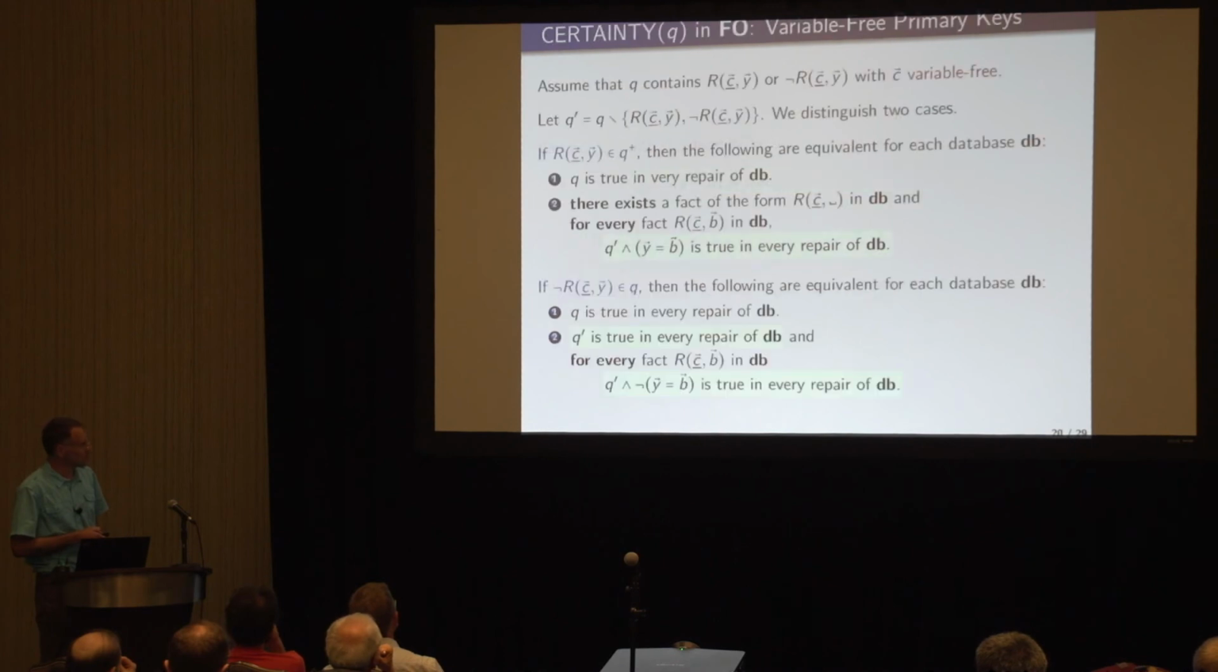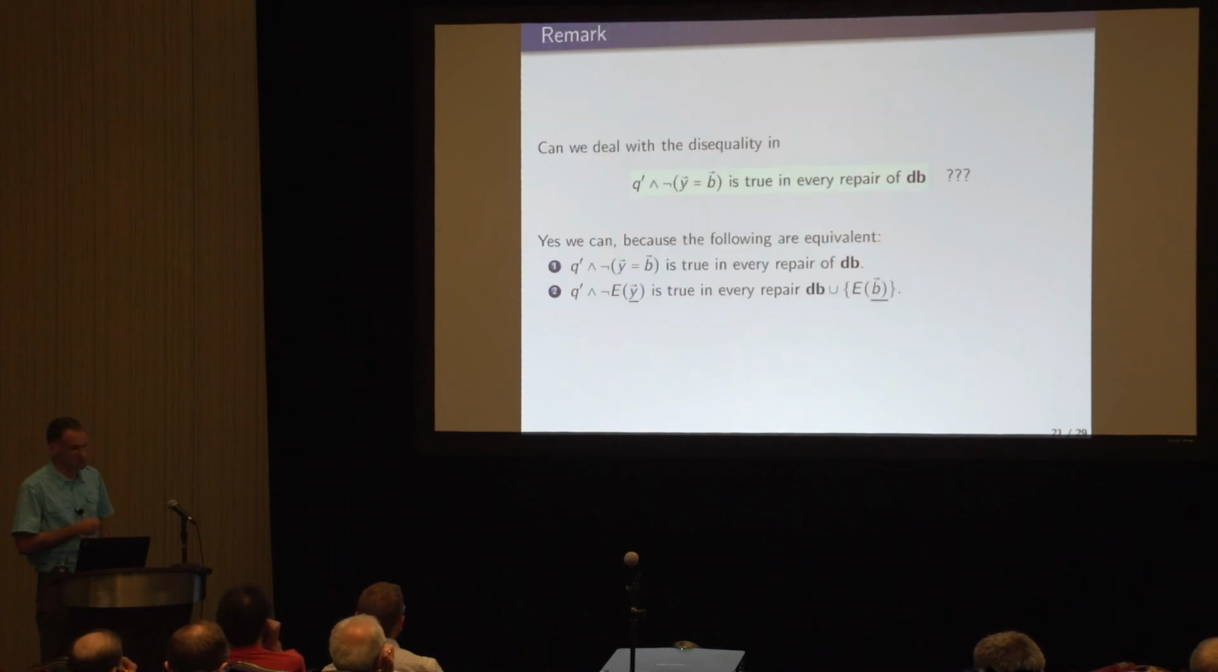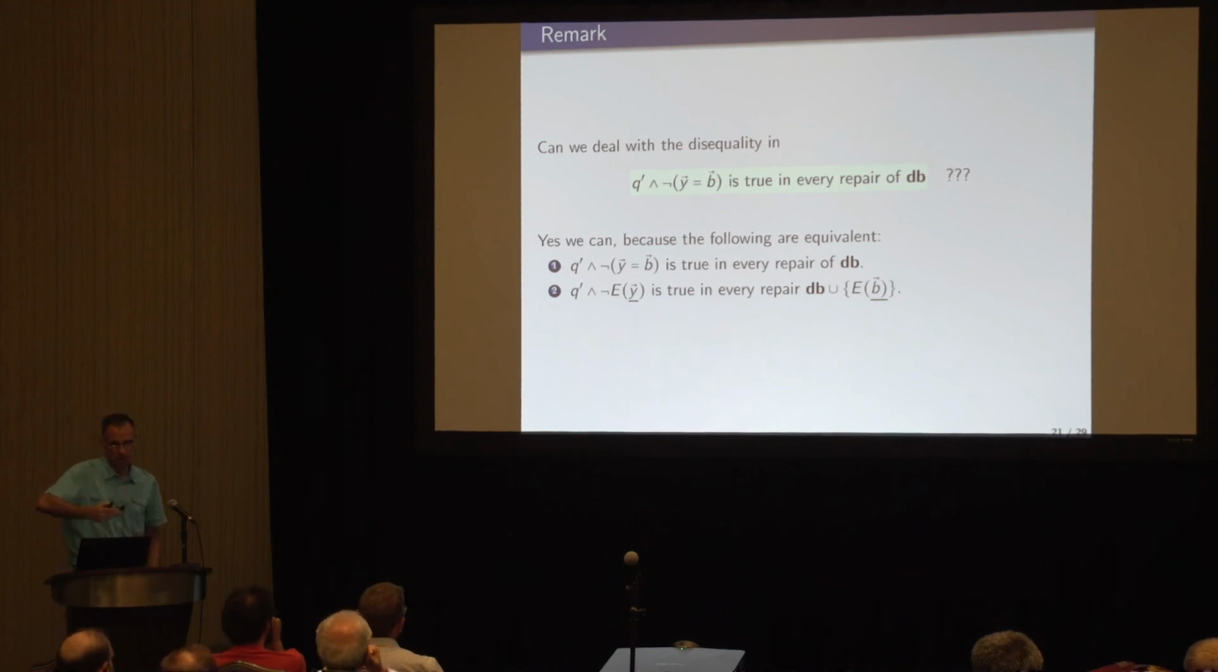There's one minor issue here. Here we are testing a negation of an equality. You can simulate this also in the framework again by adding a new predicate to your query, which is a negated one, and to the database you add the fact that contains the constant. So in this way you can add this equality into the query to remain within the framework.